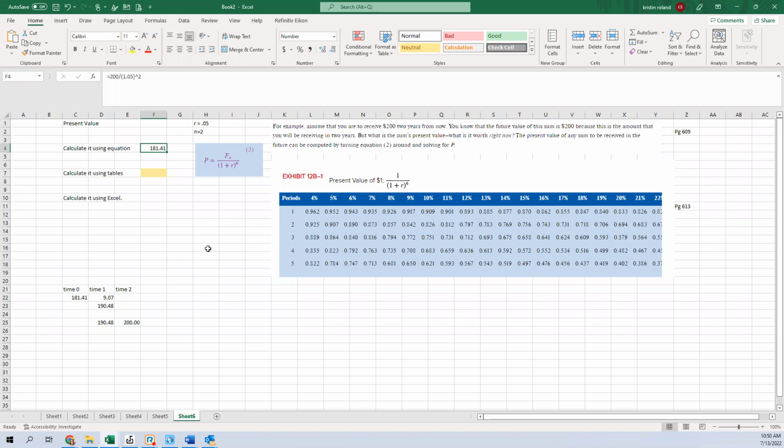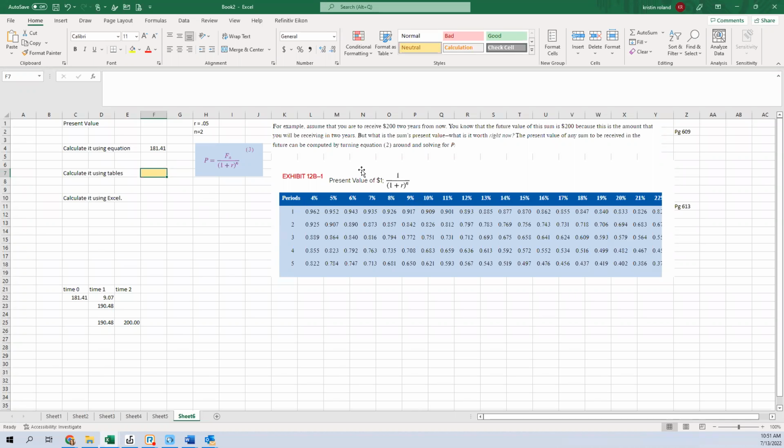So it has nothing to do with inflation. It has to do with the rate of return that you earn over the 2 years. We can also do this using the tables, and that's what you're going to have to use in the homework in order to get the right number. Generally they're going to give you the future value like they did here, the $200, and you have to figure out the present value.